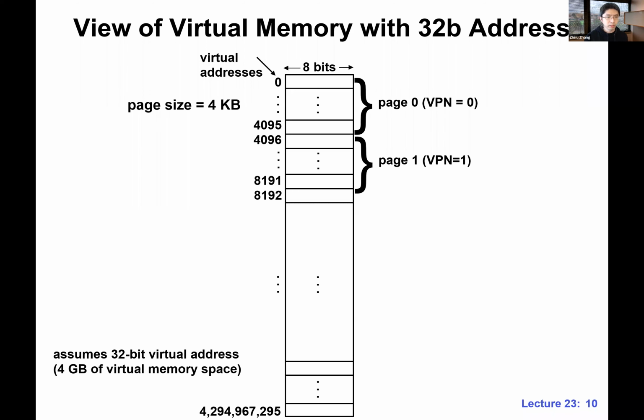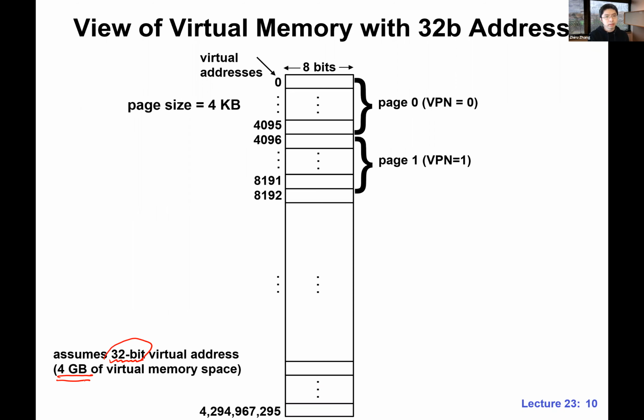Again, I have thrown a whole bunch of definitions at you. So here's a more concrete view of the virtual address, also virtual memory. We just talked about this. Let's say we have a 32-bit virtual address. We can access 4 gigabytes of virtual memory space. This is the first. This is virtual.